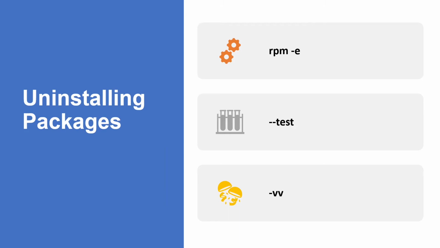Uninstalling packages. The -e option causes RPM to uninstall, or erase, a package. Normally, rpm -e fails with an error message if the package you are attempting to uninstall is required by other packages on the system. A successful uninstall produces no output. Let's see an example.